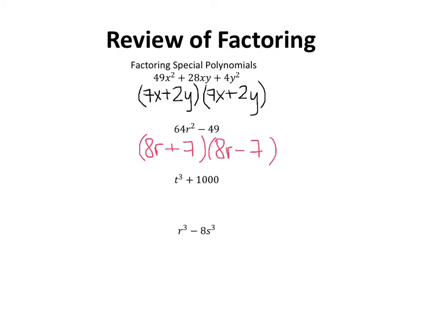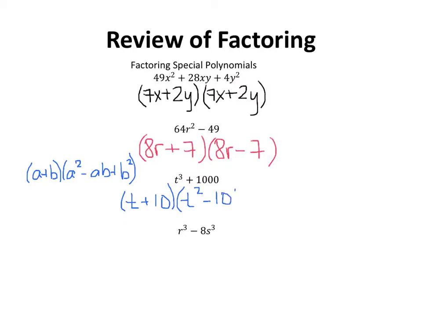The next one is a sum of cubes. This has a pretty intense formula. The formula looks like this. A plus b times a squared minus ab plus b squared. So if we apply that to what we see here, we end up with t plus 10 times t squared minus 10t plus 100.